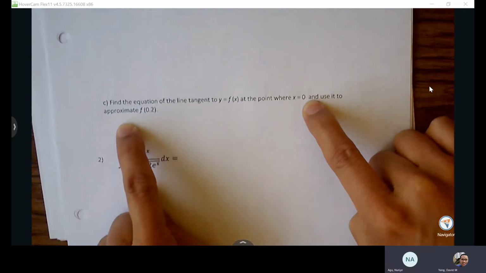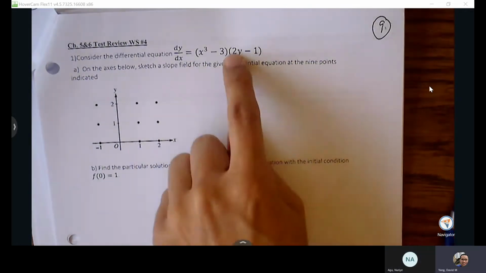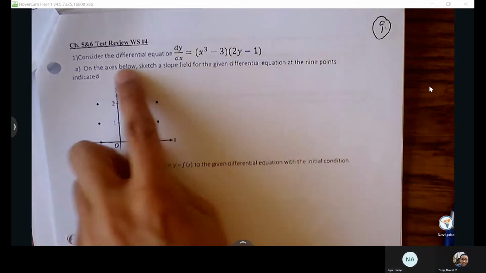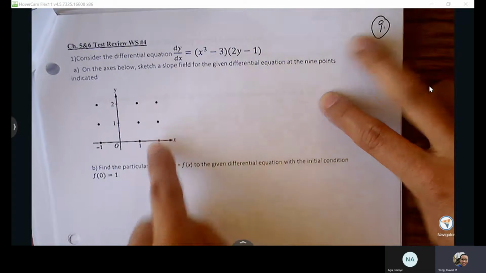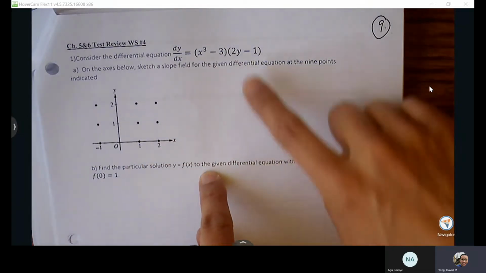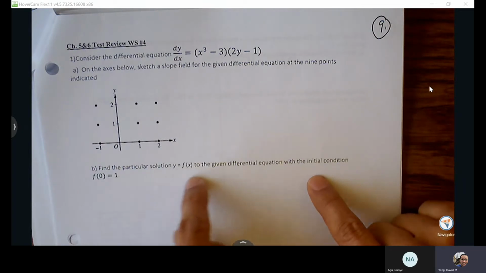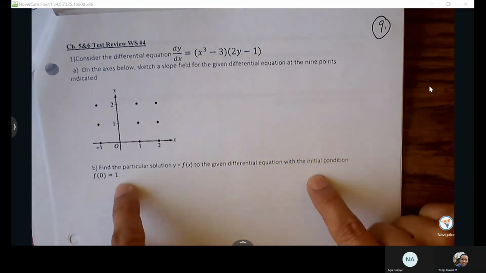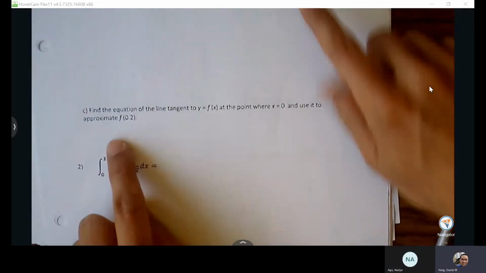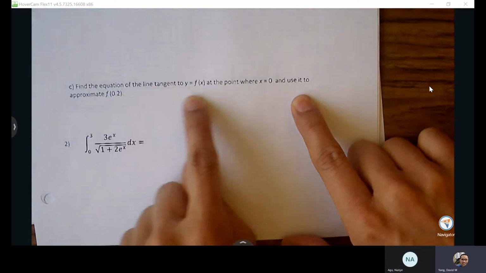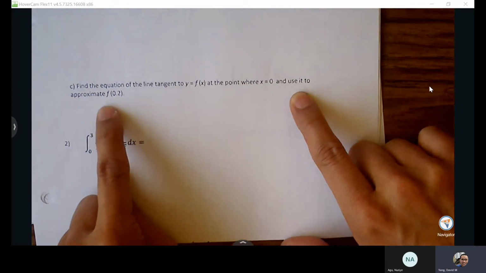We did that today in class. What was the first part? Solving differential equation, or slope field, part A, right? And then part B, find the particular solution. So you have to cross multiply, go through all those steps. Then solving equation or finding tangent line equation, and then doing a linear approximation.